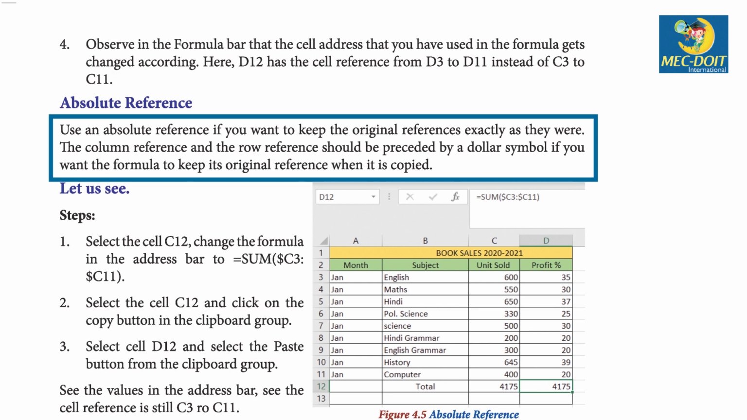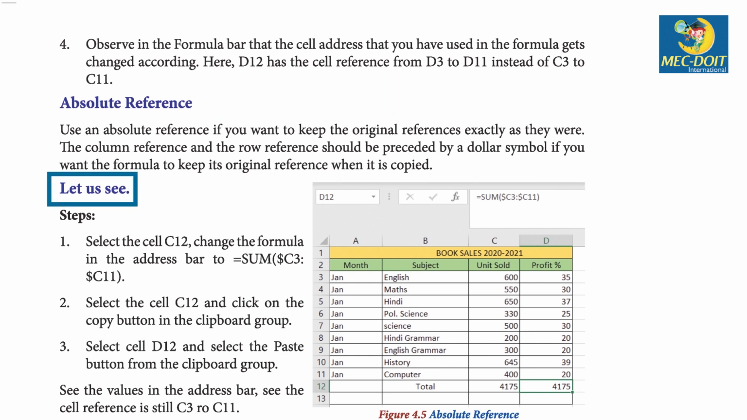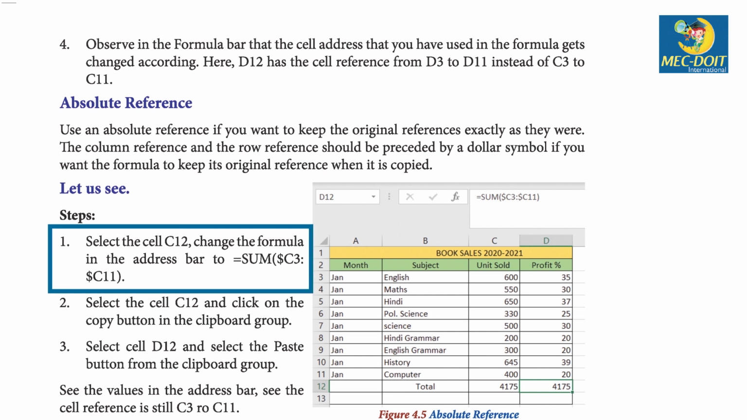The column reference and the row reference should be preceded by a dollar symbol if you want the formula to keep its original reference when it is copied. Let us see. Steps 1. Select the cell C12. Change the formula in the formula bar to SUM C3 to C11.